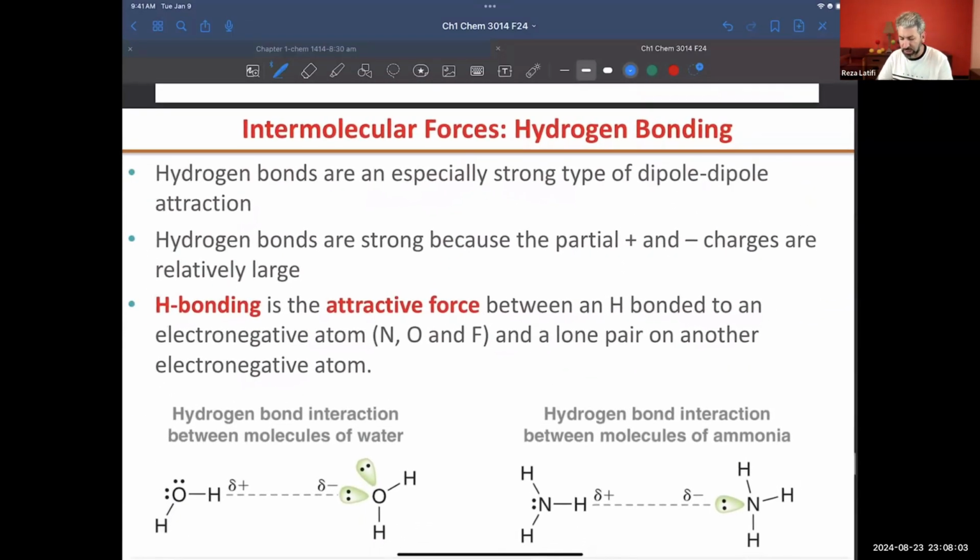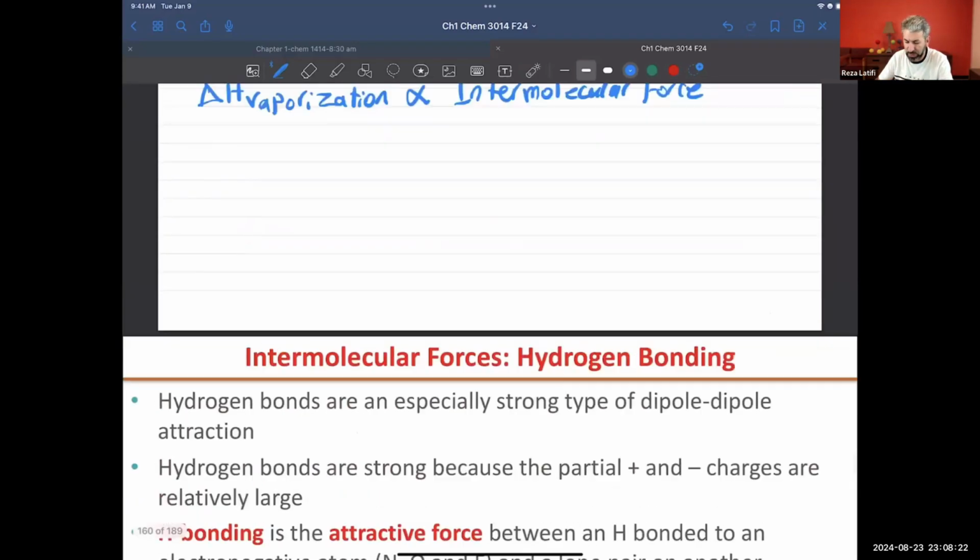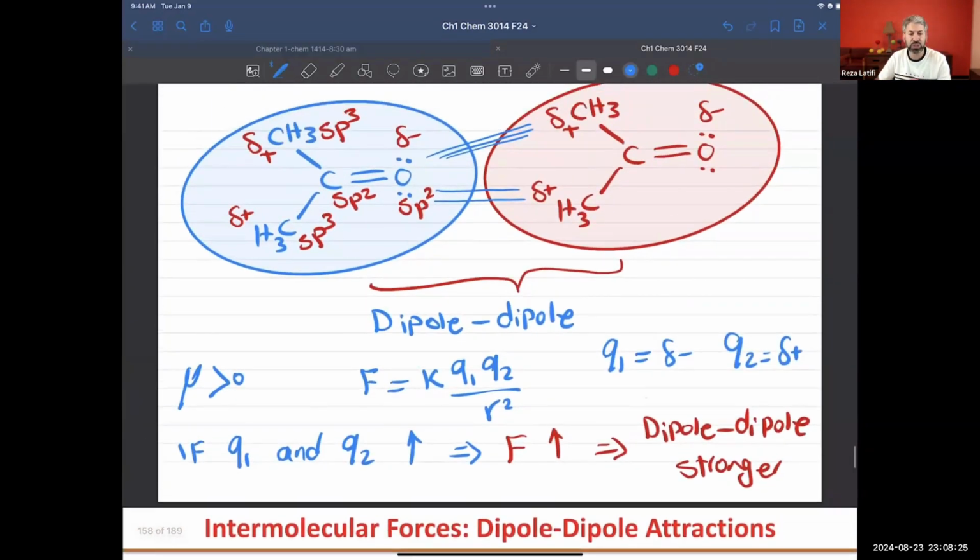The next force that I'm going to talk about is hydrogen bonding. And what's hydrogen bonding? Hydrogen bonding is a dipole-dipole interaction, but an extreme version of dipole-dipole. What do I mean by extreme version? How do we get a strong dipole-dipole interaction? In order to get strong dipole-dipole interaction, let's go back. We said we need to have Q1 and Q2 to be big, positive and negative charges. So anything that increases Q1 and Q2 will make the force stronger. How can I have huge positive and negative charges on one molecule?